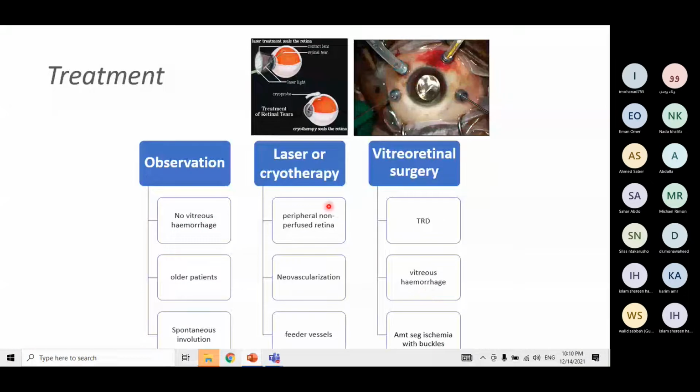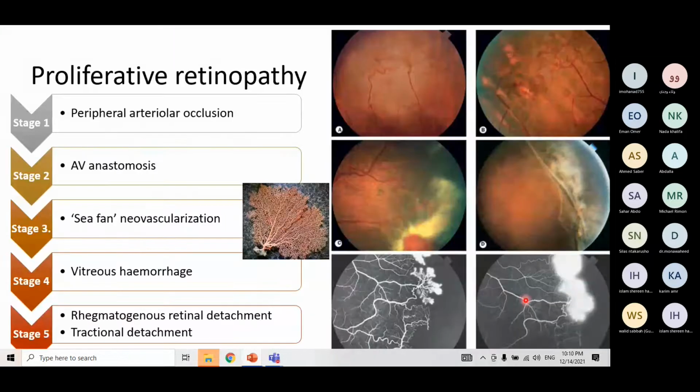You may need to do laser or cryotherapy of the peripheral ischemic retina to help the involution of those new vessels. Or sometimes the laser treatment is done to the feeder vessel. So here it's a bit different from diabetic retinopathy, in that you may want to treat the feeder vessel to help the involution of the new vascular tuft.